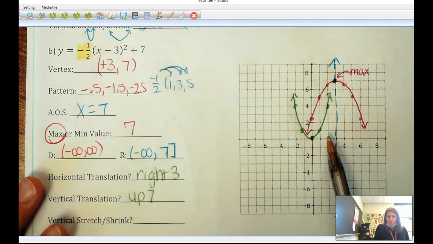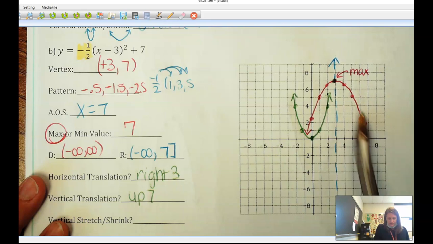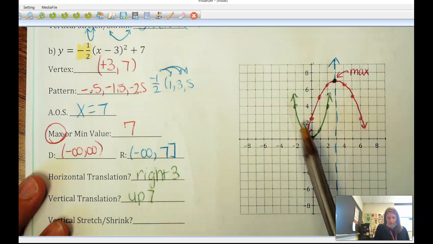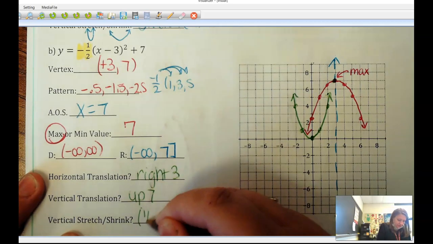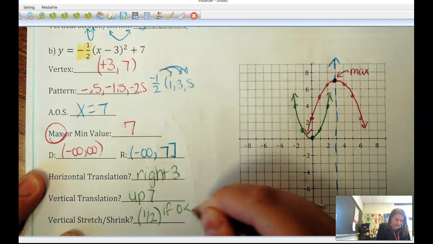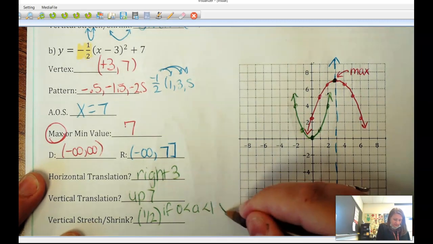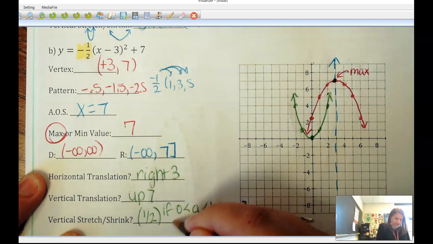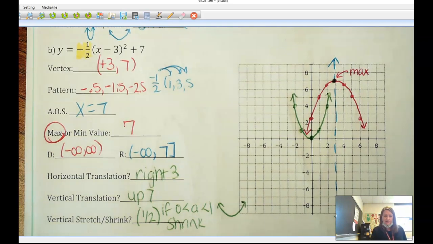And then in terms of a stretch or a shrink, hopefully you guys can see that this new graph, I know it's turned upside down, but it is wider than the y equals x squared. This, ignore the negative 1/2. If this is between, ignoring the negative, 0 and 1, this is going to cause the graph to be wider, which is a shrink. So that's what you got going on in that last example.